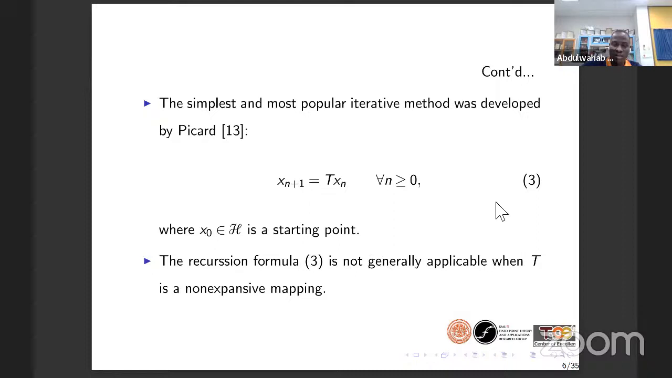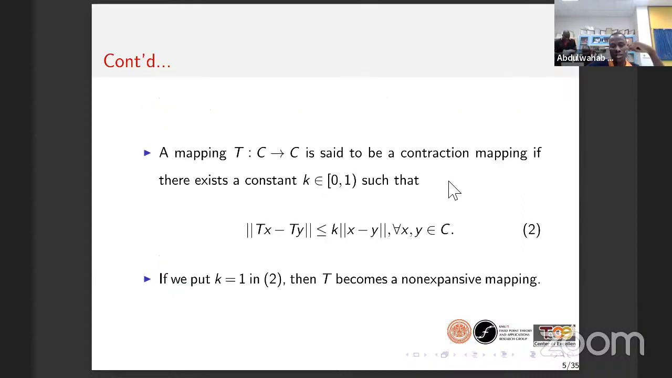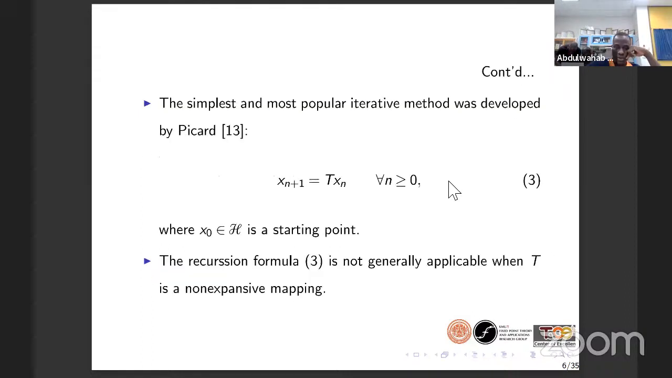defined in 3, which is normally used in guaranteeing the existence and uniqueness of the solution of a contraction mapping. Something very important to note here is that the recursion formula 3 is generally not applicable when the operator at hand is not a contraction mapping, that is, it will not satisfy the inequality 2 here. For example, if the operator is non-expansive, then the iterative formula 3 is not applicable.